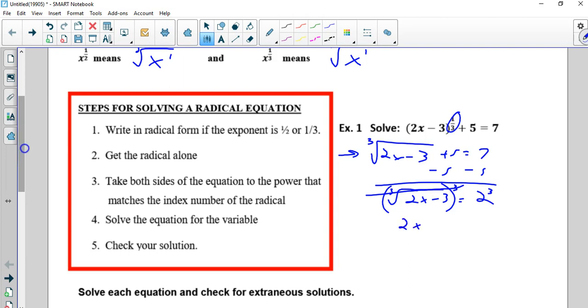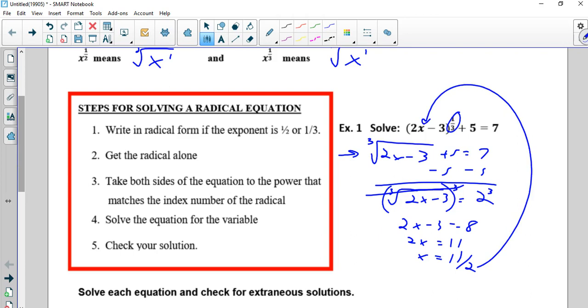All it leaves us with is 2x minus 3 equals 8. 2 times 2 times 2. Add 3 to both sides. 2x equals 11. Divide by 2. x is 11 halves. Now we have to take that number and plug it back in to our original equation.